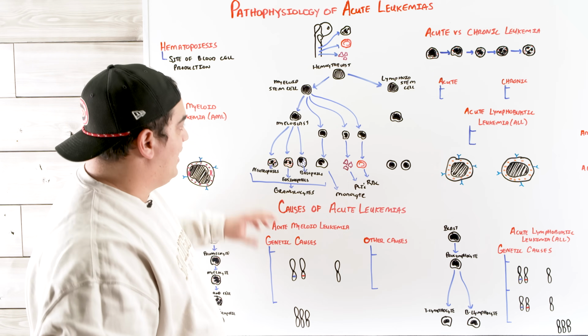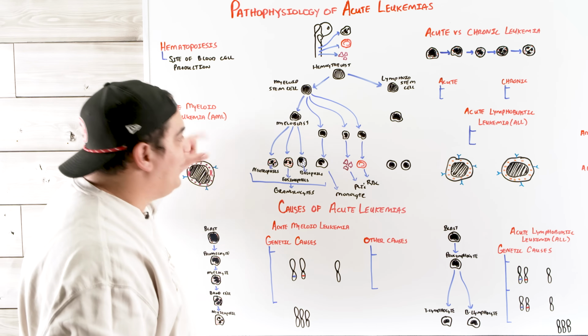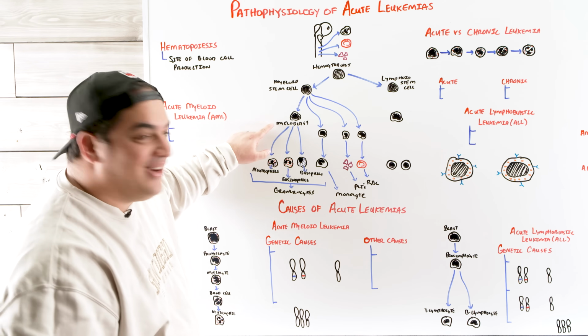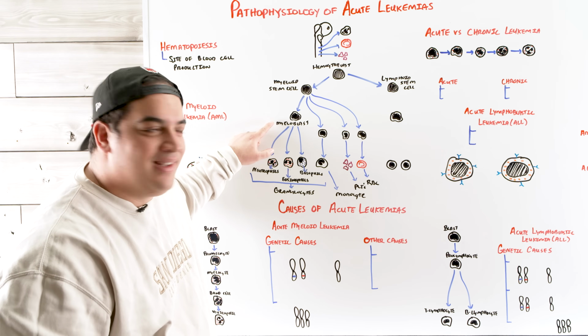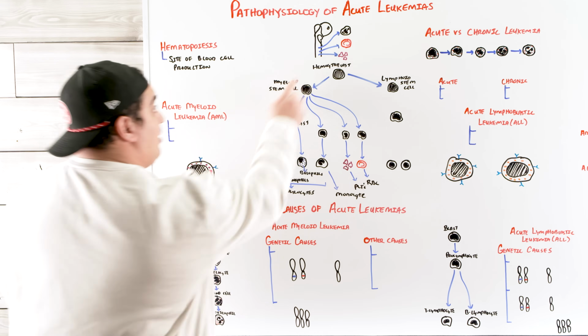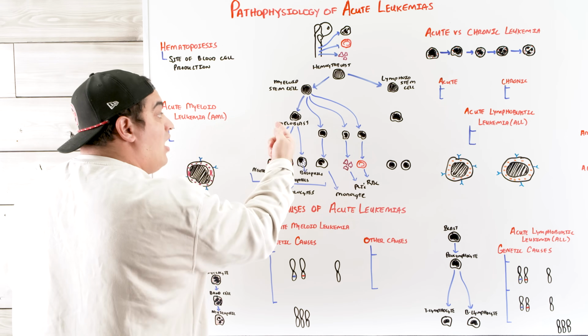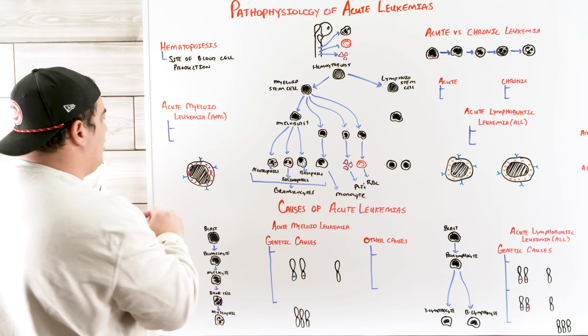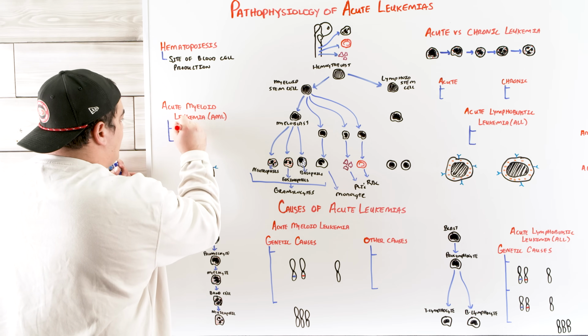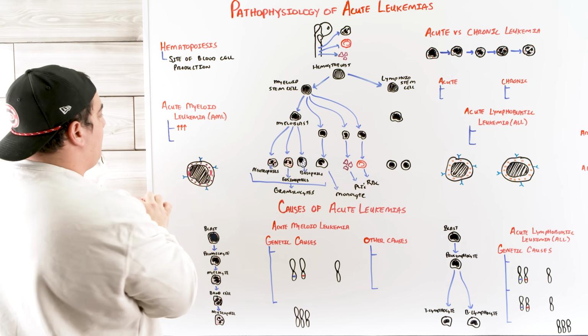When we talk about this with acute myeloid leukemia, the problem exists here, that you have lots of myeloblasts. So really, this is what's happening. The bone marrow is producing tons and tons of myeloblasts. So that's really where this disease comes into play. You have increasing amounts of myeloblasts.